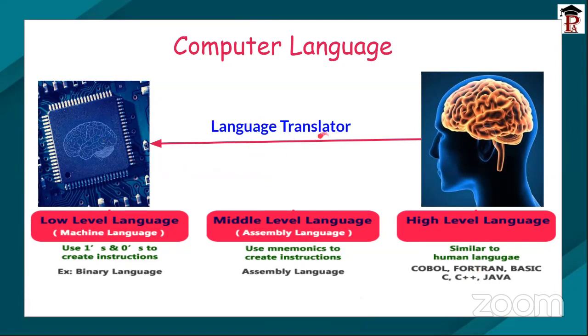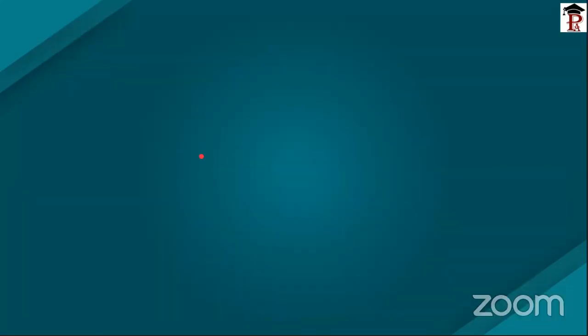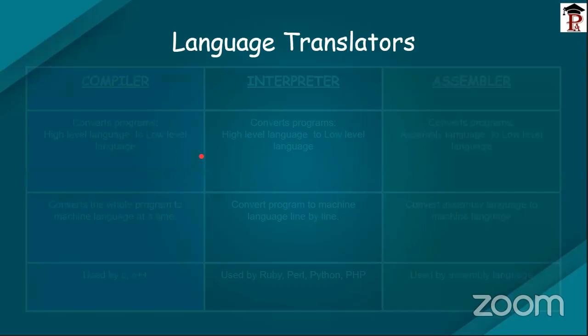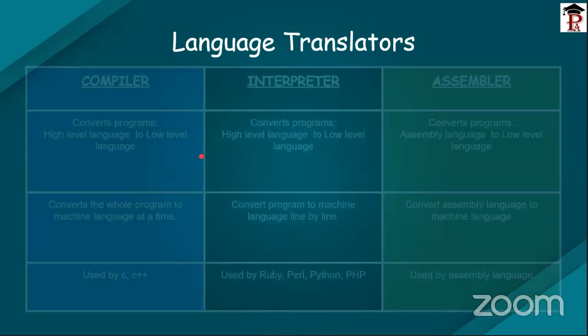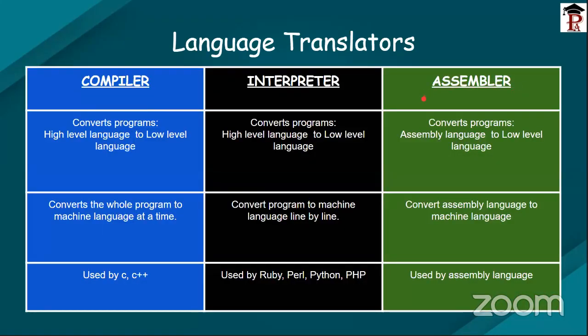So we need a language translator to convert the high level language to the low level language, as well as assembly language. These language translators are compilers, interpreters, and assemblers. An assembler is also a program. It converts the assembly language to the low level language. Assembly language was used in the second generation computers only. Third generation computers used high level languages only. Now we are using compiler and interpreter.